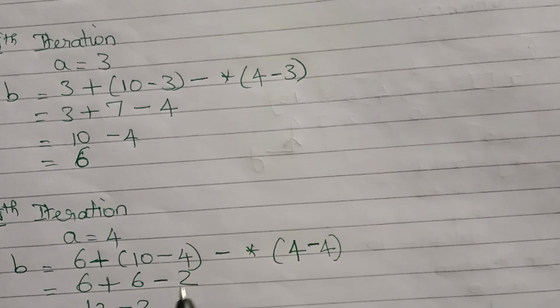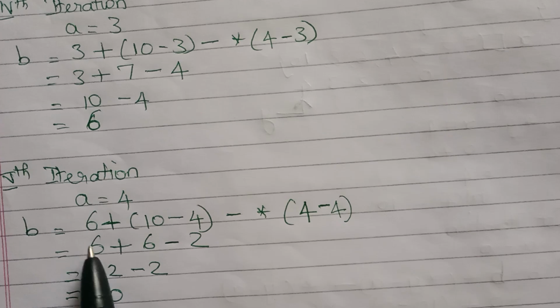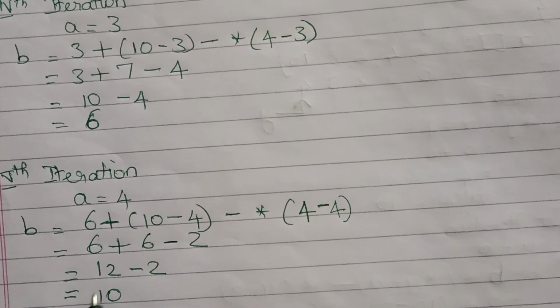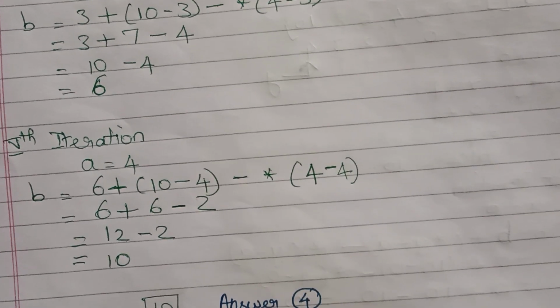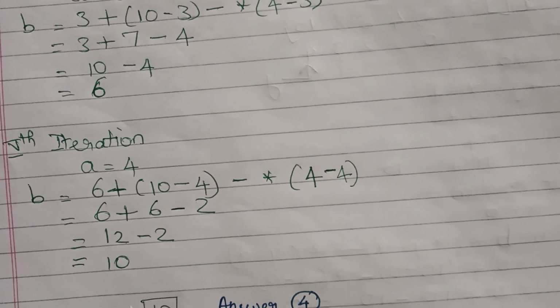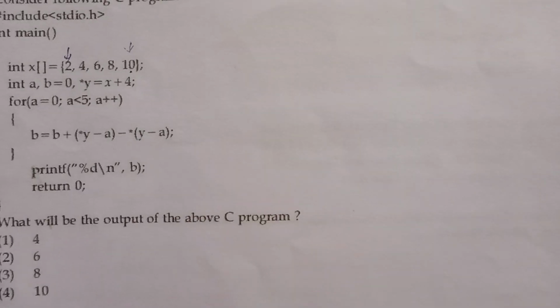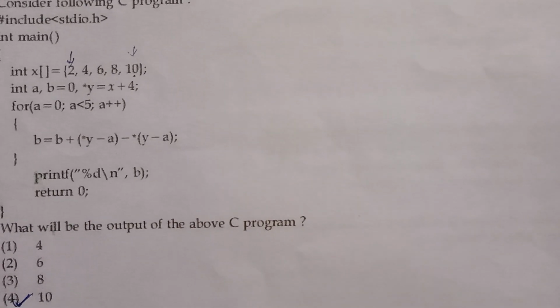value element, that is 2. And then b will be incremented. So b plus this value, so 6 plus 6 minus 2, which is 12 minus 2, it is 10. So the answer is 10. The output will be 10 because the value of b is already printed. So the correct option will be option number 4, 10. Okay, that's the answer to this problem.